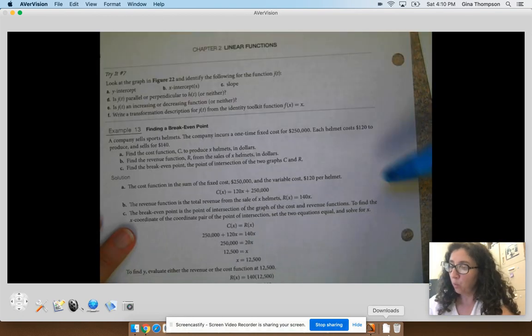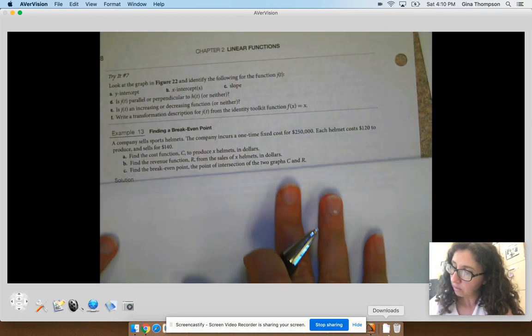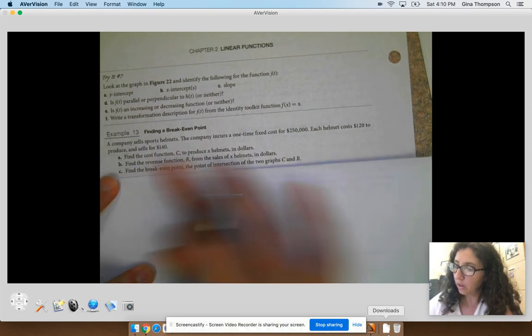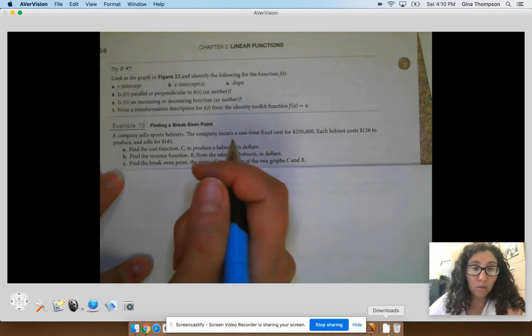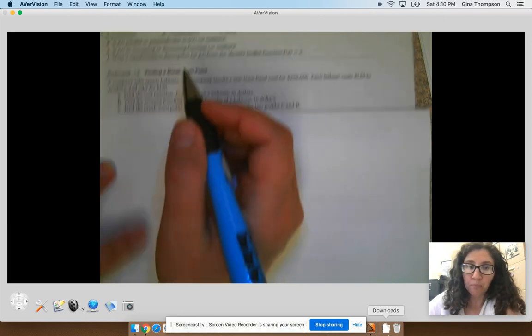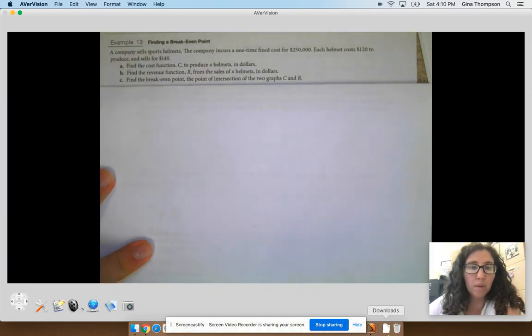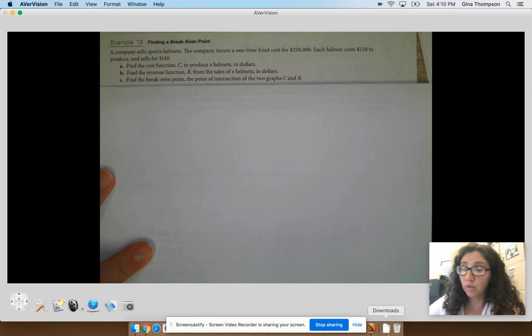So there can be word problems that are a little bit interesting, a little more challenging. Let's look at this. A company sells sports helmets. So they incur a one-time fixed cost of $250,000, and each helmet costs $120 to produce, and they sell it for $140. So let's do this step by step.